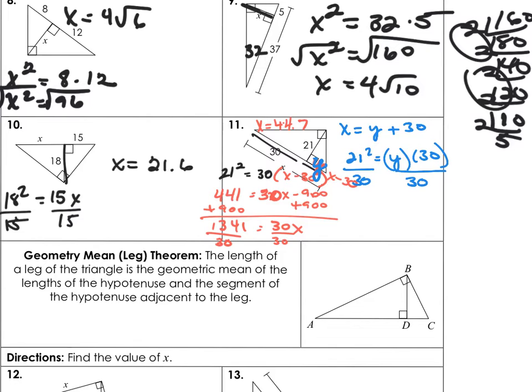I was just looking at what I had above. So 21 squared divided by 30, and you get 14.7, which is not the answer. That is just y. But then you could go back to where, right here, we said y plus 30. So you add 30, and that will get me x, which is 44.7.